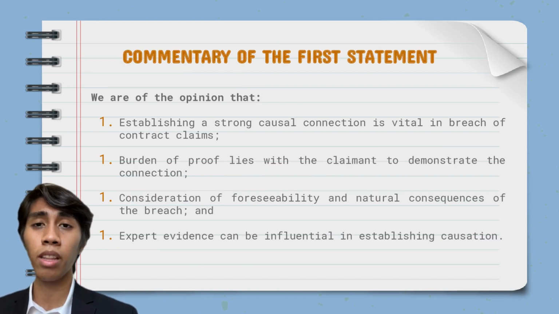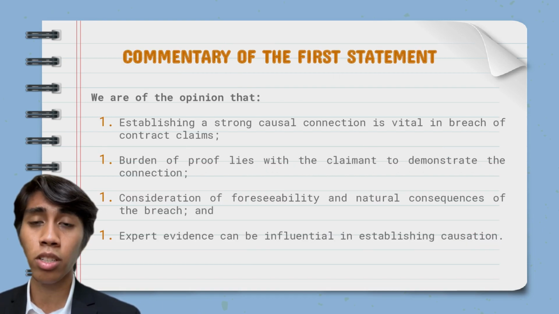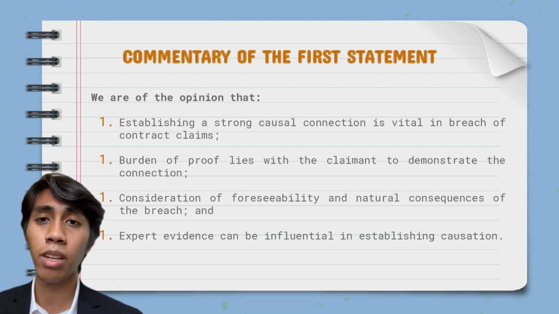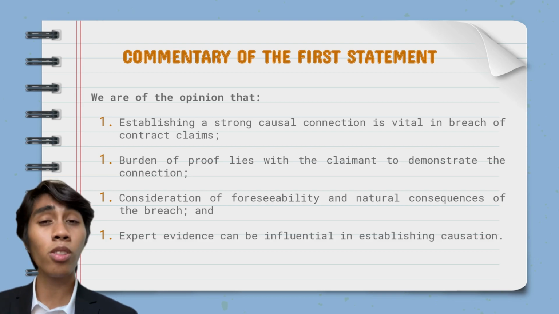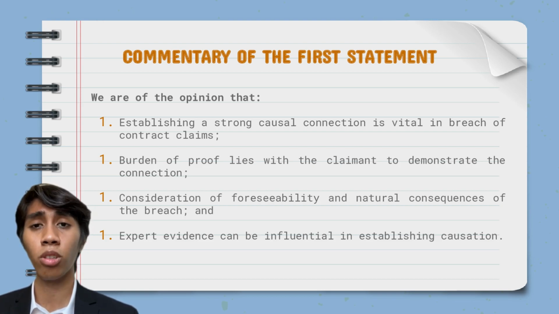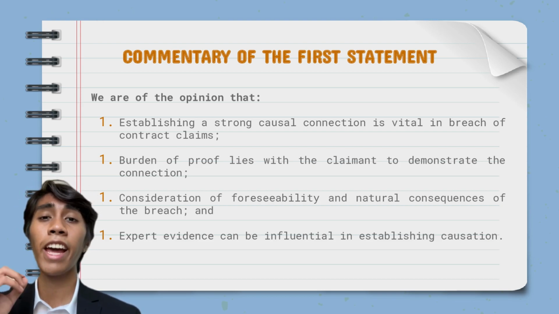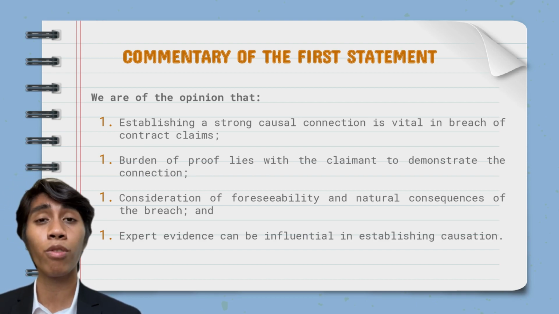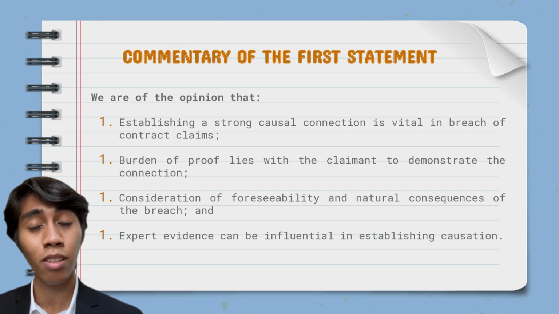We are of the opinion that establishing a strong causal connection is vital in breach of contract claims. Burden of proof lies with the claimant to demonstrate the connection. Consideration of foreseeability and natural consequences of breach and expert evidence can be influential in establishing causation. That will be all from me. I will pass it on to the second presenter for this part.